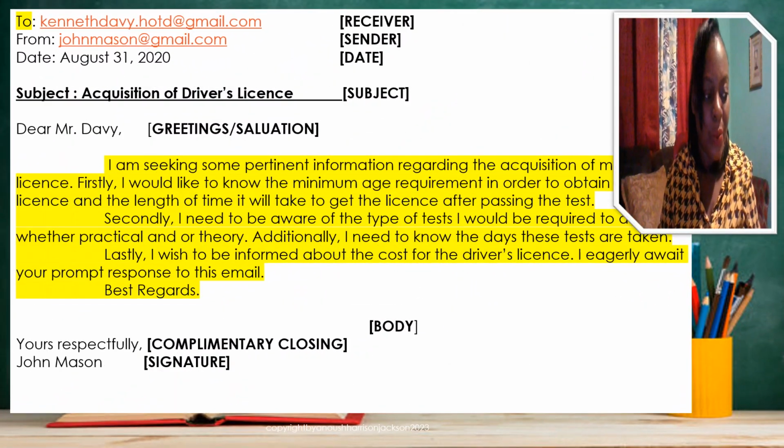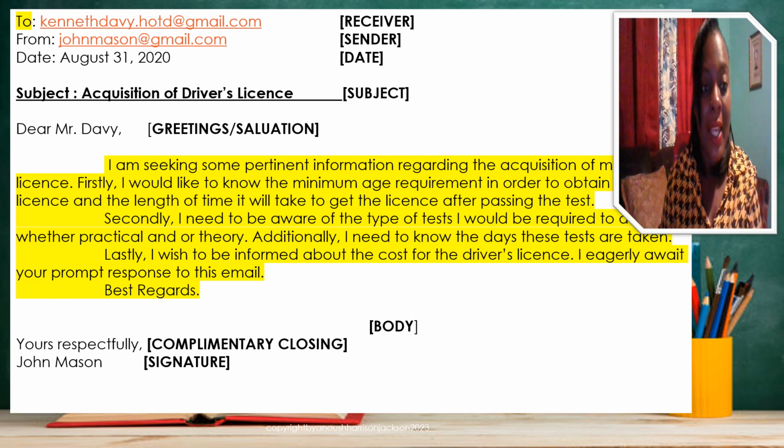So we had 2, and that 2 there, Kenneth Daily, HOTD, which means head of the traffic department, at gmail.com, would have been the receiver, the recipient of the email. Okay, and then from that person is John Mason, and he is the sender. So we have receiver and sender, and then date. So all emails must be dated, and so we had August 31st 2020, right? And then the subject, so there's a subject line, acquisition of the driver's license.